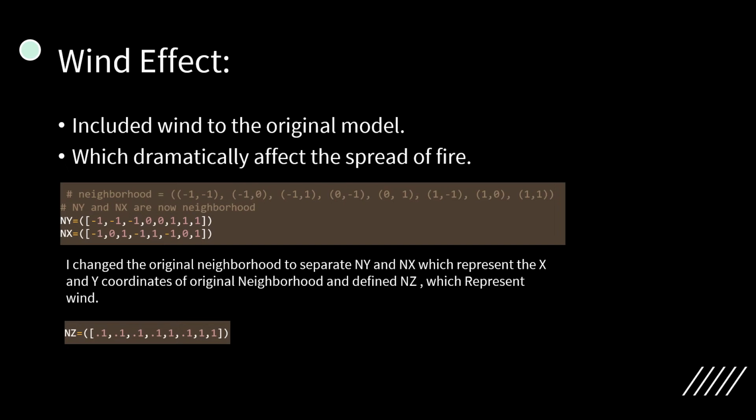Otherwise NZ is 1. As a concrete example, you can see the first value of both NY and NX is -1, so this first pair of coordinates corresponds to the neighbor at -1, -1. Thus the NZ value corresponding to this pair is 0.1. This modification ends up biasing fire spread in the direction that the wind is blowing.